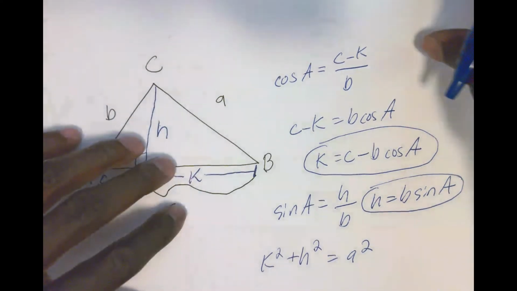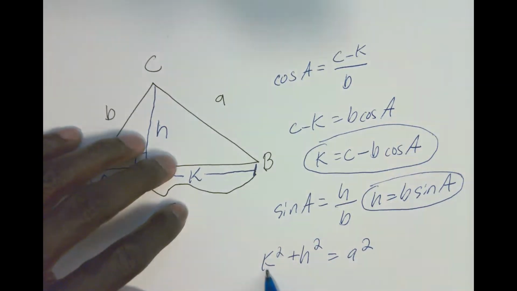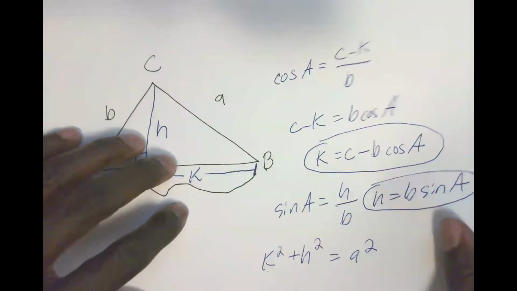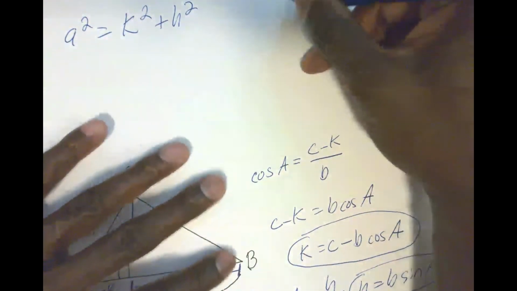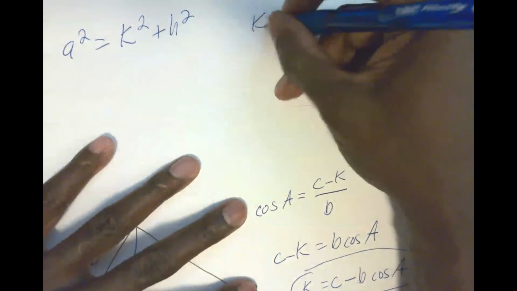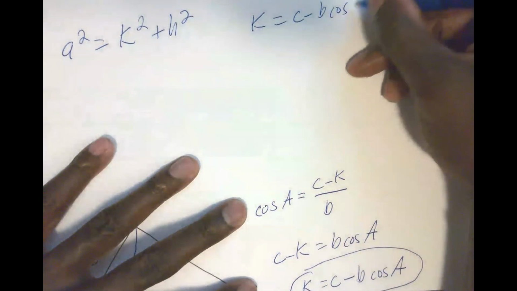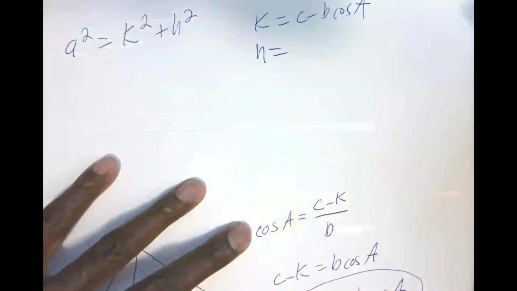So let me do this on a separate sheet. Again, I'm going to replace this K with C minus B cosine A. I'm going to replace this H with B sine A. And of course, they're both being squared. And this is going to be a formula for A, so I'm going to put the A squared in front of these two. Let me just rewrite the last statement. So A squared is K squared plus H squared. And let me just write to the side the values we already had for K and H: K was C minus B cosine A, and H was B sine A.